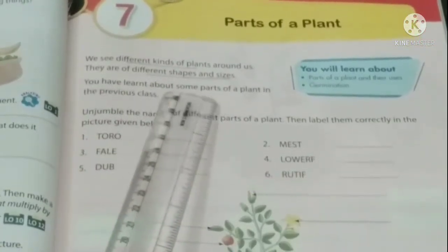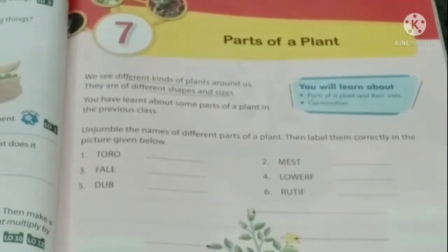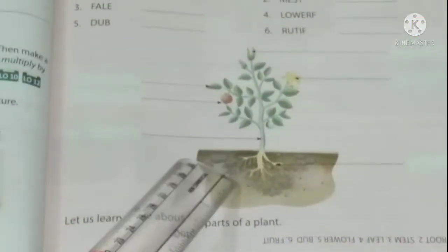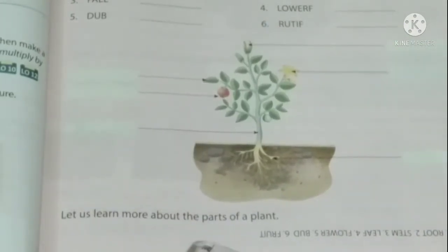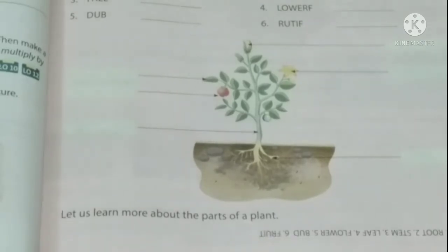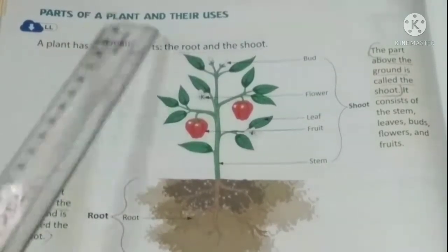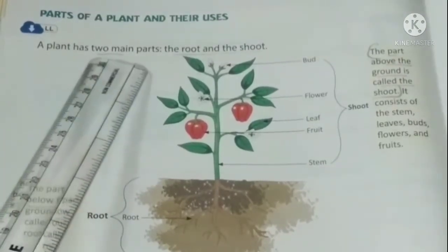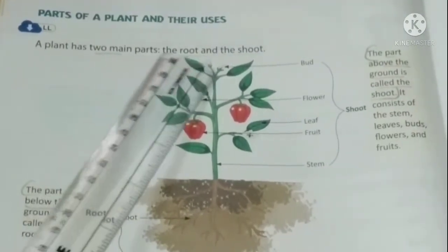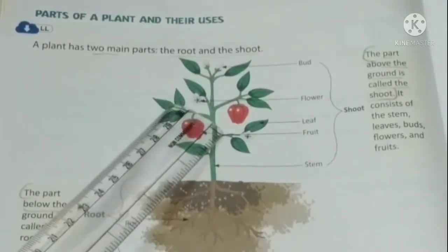You have learnt about some parts of a plant in the previous classes. Children, here is an activity for you. You do this activity by yourself. Okay? Let us learn more about the parts of a plant. Next, page number 70. Parts of a plant and their uses. A plant has two main parts, the root and the shoot. This is root, this is shoot.